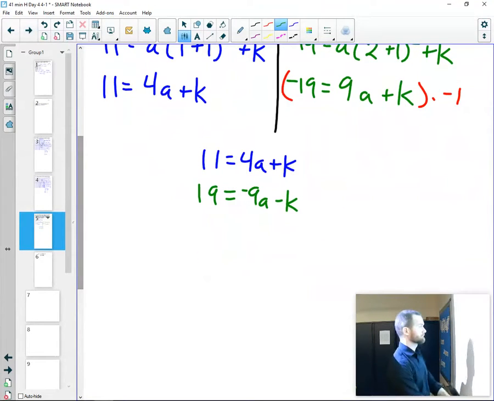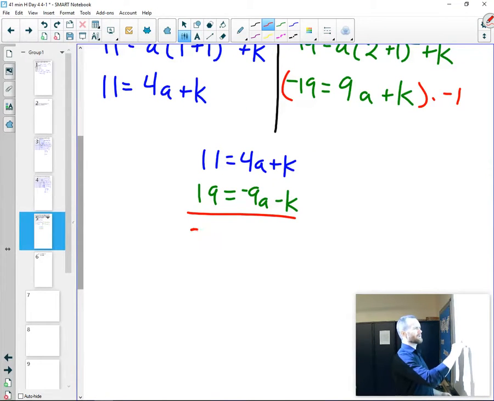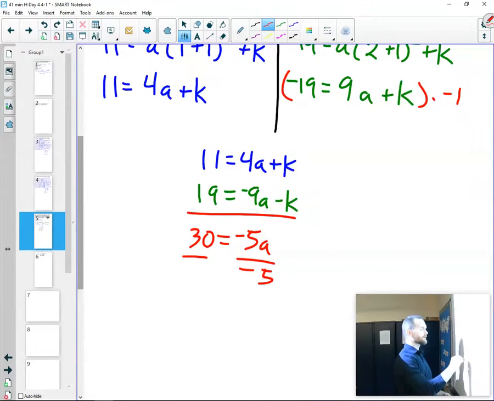Now it's time to eliminate. 19 and 11 becomes 30, if I'm doing that correctly in my head, equals negative 5a, and the k's cancel out. Now we've got one variable we can just solve for. It's a one-step equation. Divide by negative 5, and we get negative 6 equals a, and we found our first answer. a equals negative 6.